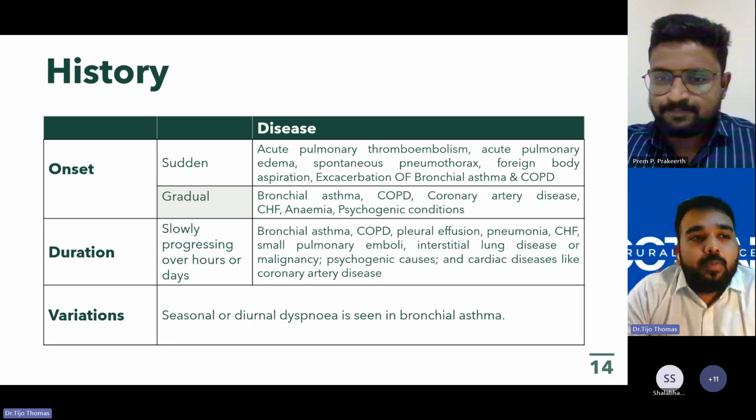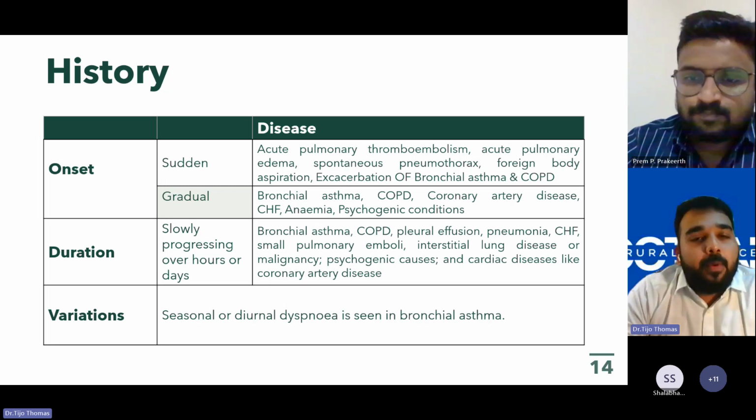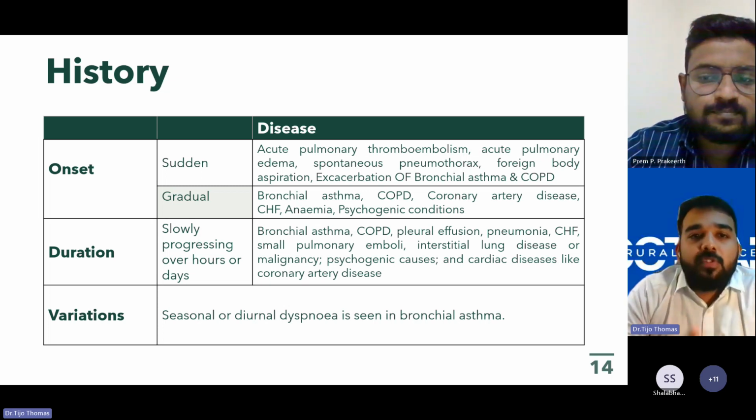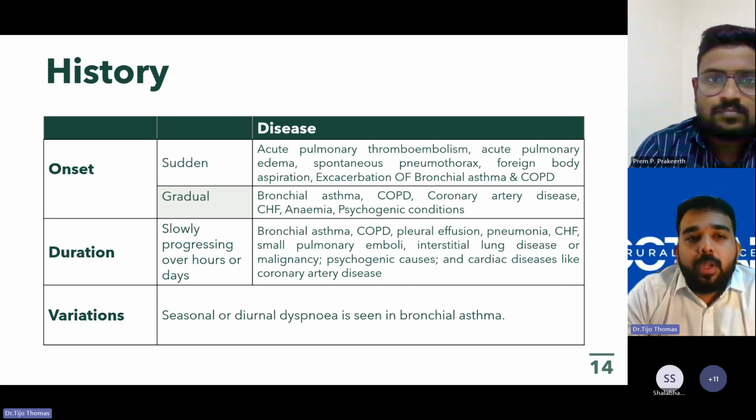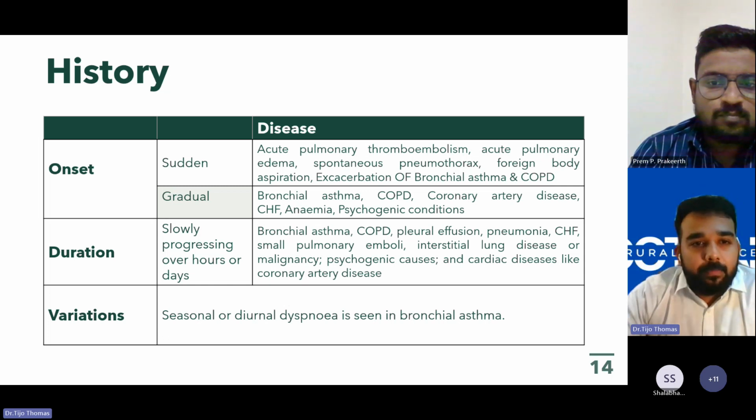Gradual onset breathlessness would be seen in bronchial asthma and COPD, which are the most common causes, and it can also be seen in anemia, corona, and other cardiac conditions. With respect to variations, I'm referring to the seasonal and diurnal variation of dyspnea, which is mostly seen in conditions like bronchial asthma, where there are increased symptoms during winter seasons or early in the morning.